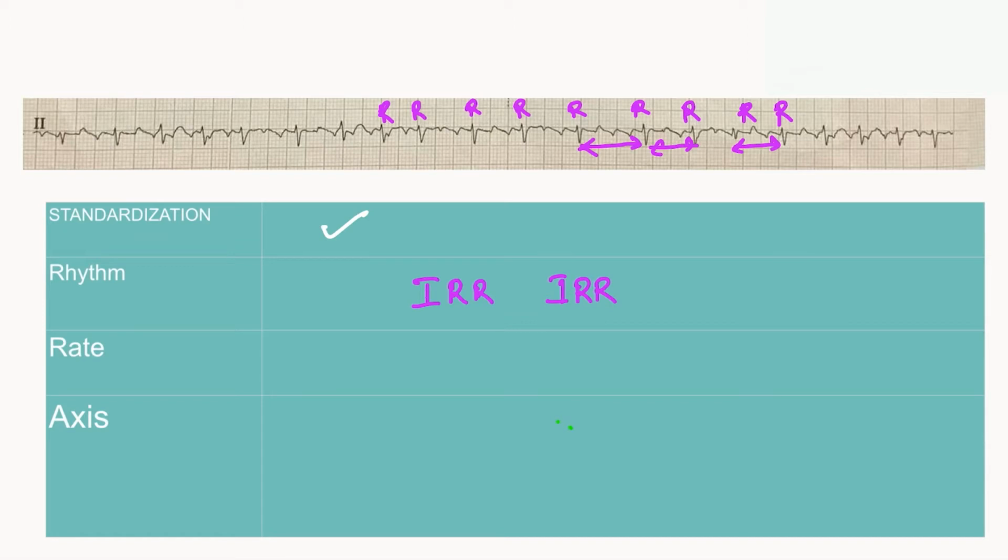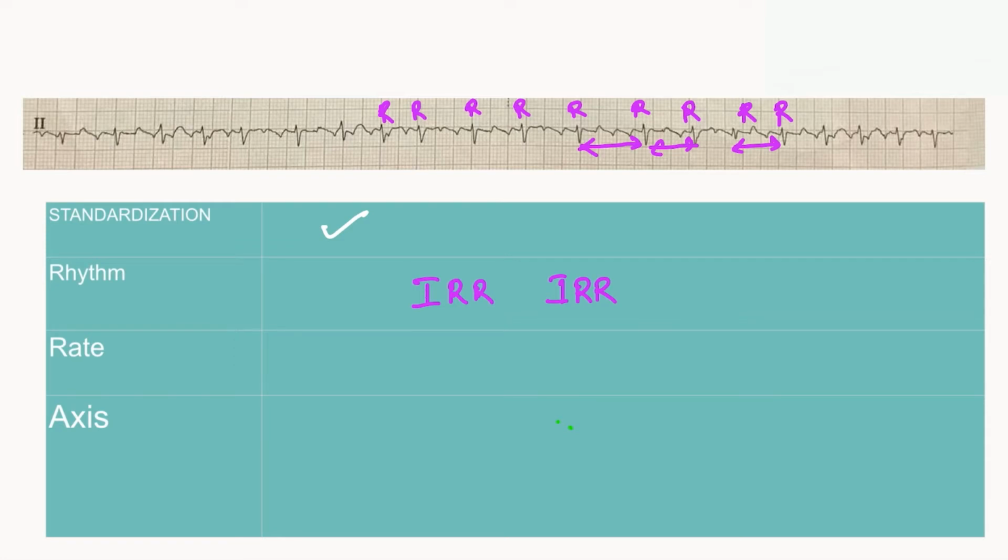What is the rate? I have already taught you how to calculate rate for irregularly irregular rhythm. The heart rate calculation formulas like 300 by number of large squares between two R waves or 1500 by number of small squares between two R waves will not work here. The heart rate calculation for irregularly irregular rhythm is completely different, and I have made a special video on that in our ECG BNB YouTube channel. You can refer to that video.